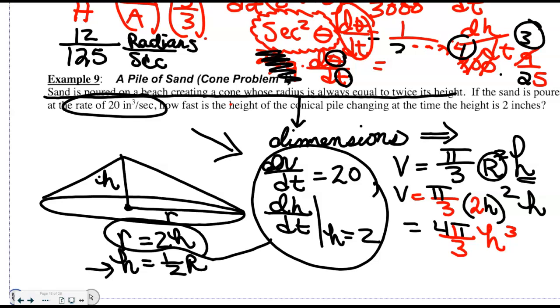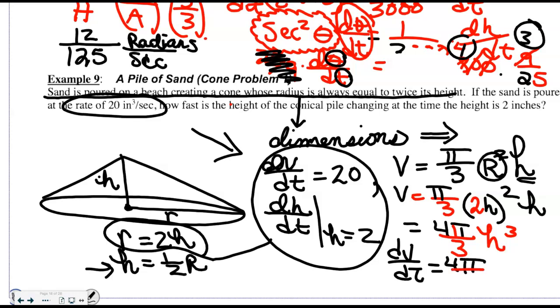Yep. Can you do it the other way, like where if you didn't change r to h? You could. And then you would have to say, well, what is r when h is 2? And you'd have to go over here and say, well, it would be 4. And what's dr dt? Well, if dh dt is 2 and h is a half of r, then dh dt is a half dr dt. Like, you'd have to think that out. There's more thought involved.